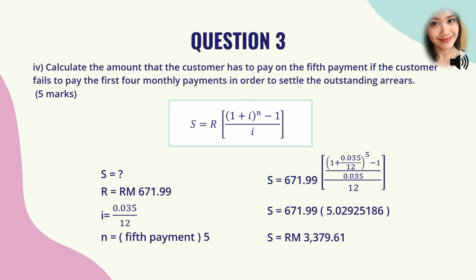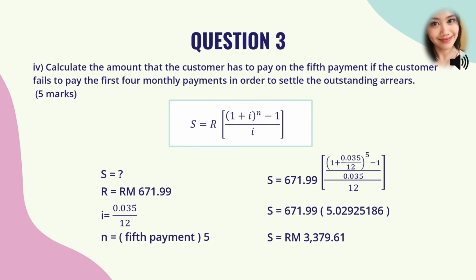So for this question, we need to find S. R, I, and N have been given, that R is 671 ringgit 99 cent, I is 0.035 over 12 because this is for monthly, and N is 5. So let's move to the calculation. Based on the formula, S equals 671.99 in bracket 1 plus 0.035 over 12 power 5 minus 1.